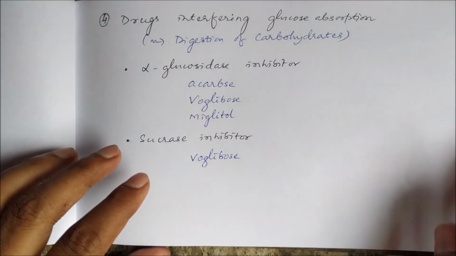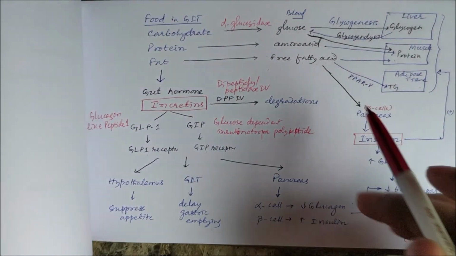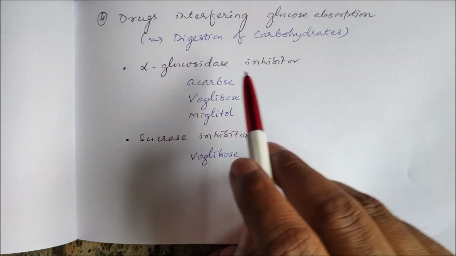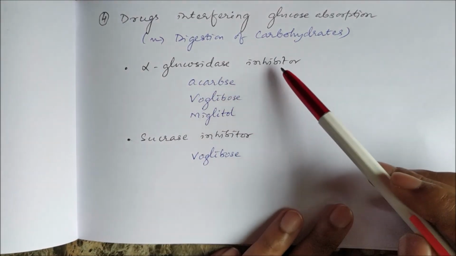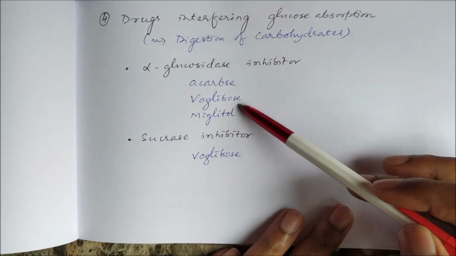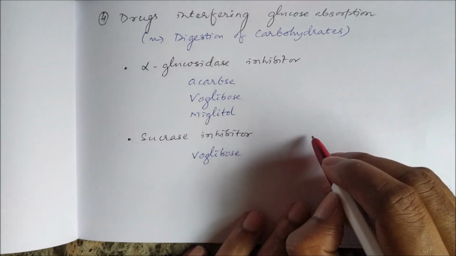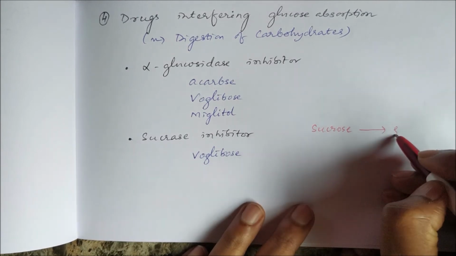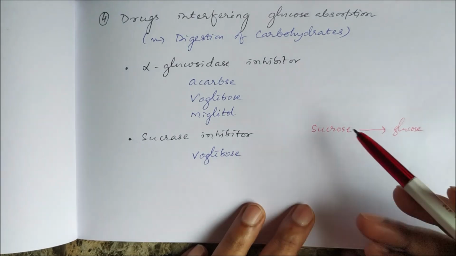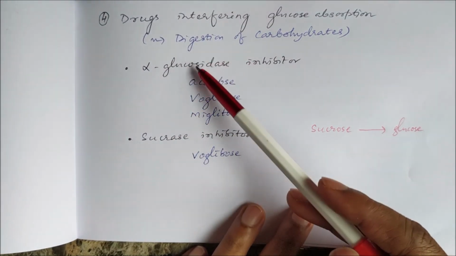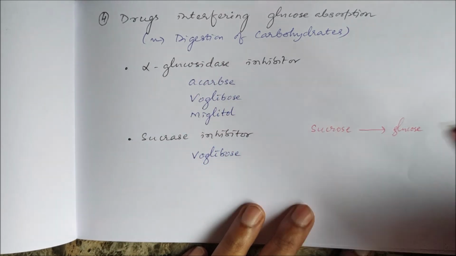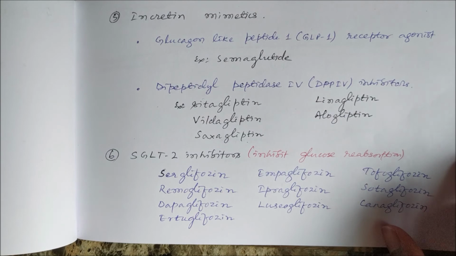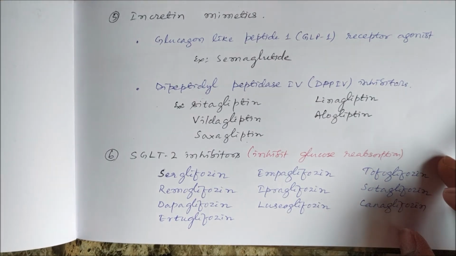Then the fourth group of drugs is drugs interfering with glucose absorption. So alpha glucosidase inhibitors are there, and they inhibit the digestion of carbohydrates, and we can use alpha glucosidase inhibitors and sucrase inhibitors. Voglibose is also a sucrase inhibitor. Sucrase is the enzyme which converts the disaccharide sucrose to glucose. Alpha glucosidase is a group of enzymes which cause the digestion of polysaccharides to monosaccharides. So acarbose, voglibose, and miglitol. By inhibiting the digestion, the absorption of glucose is inhibited.